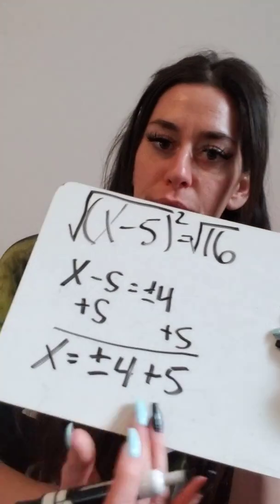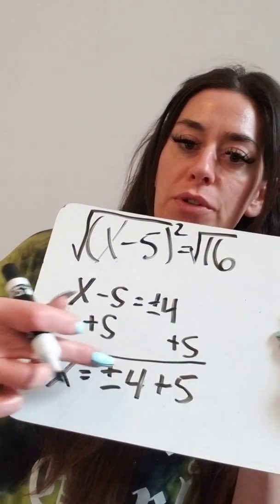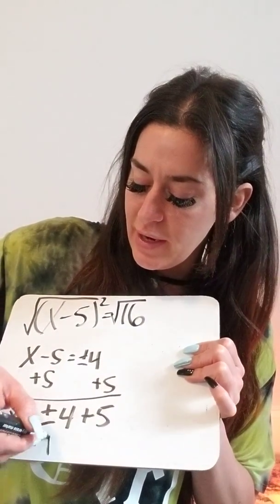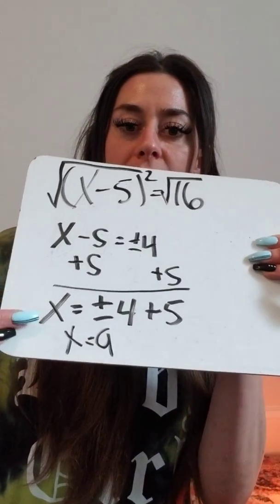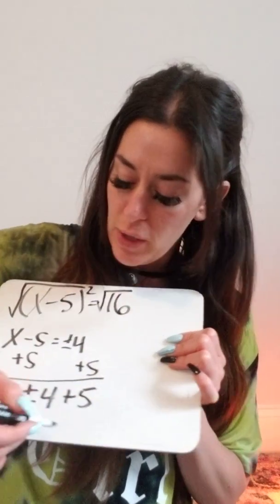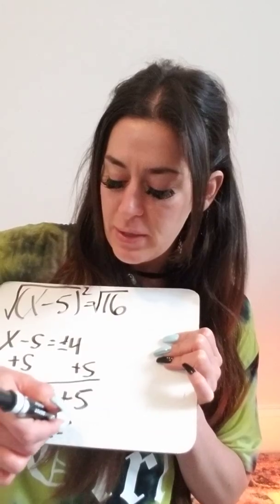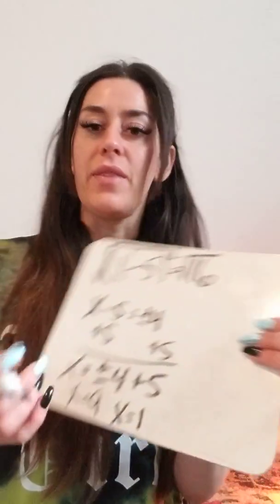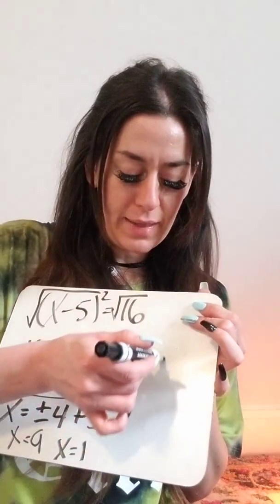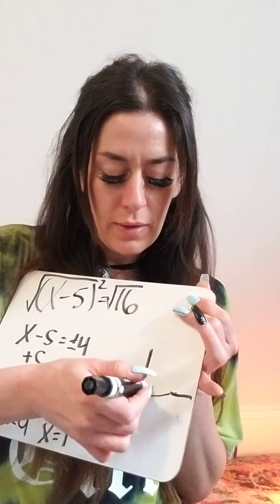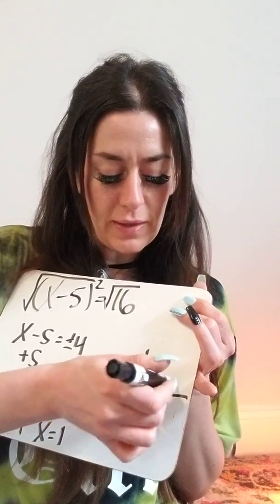Now, of course, I can break that up. X equals 4 plus 5, so x equals 9. And then x equals negative 4 plus 5. Negative 4 plus 5 is 1. So my other x-intercept is 1. So in this example, my x-intercepts are 9 and 1.